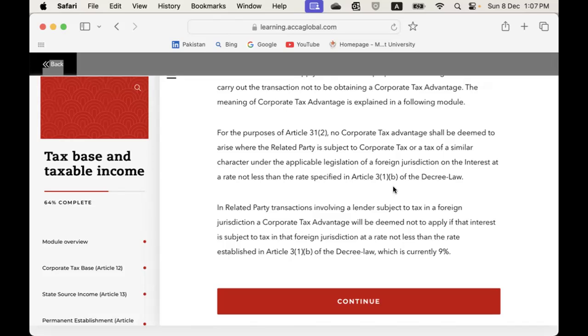Rate of tax is the same. So Abbas's example has been excluded because Abbas's entire purview was on two different tax rates. But if the tax rate is the same and two related parties are there, what could be the reason for creating a corporate tax advantage?